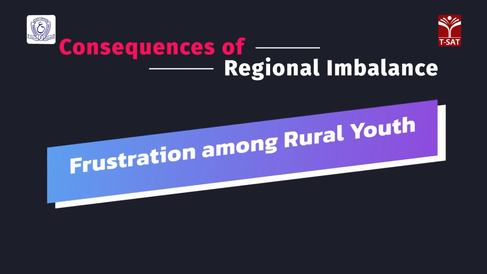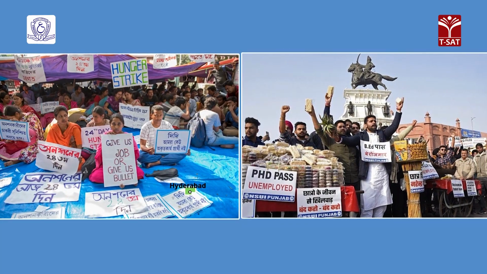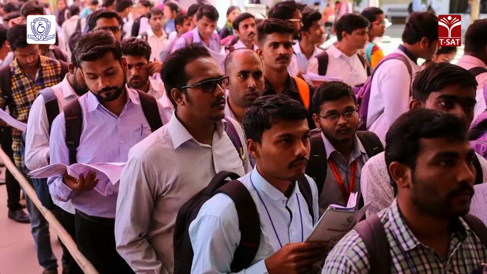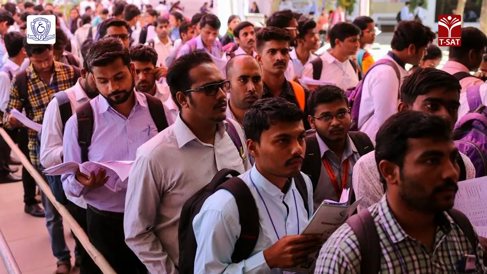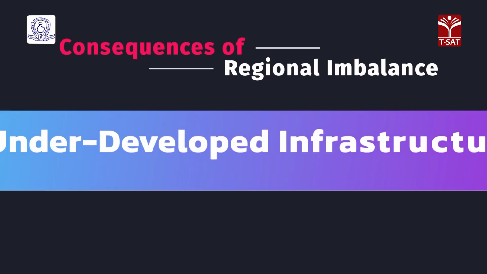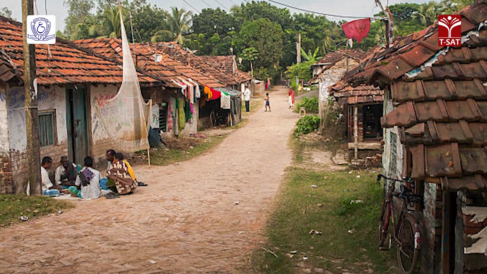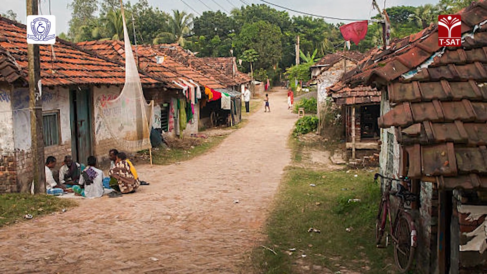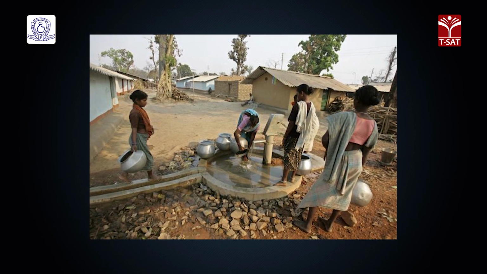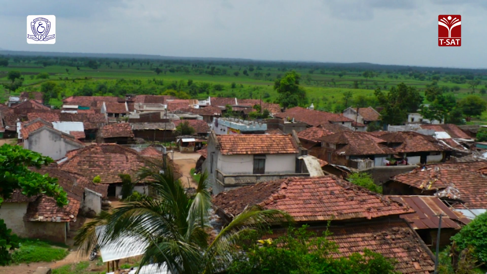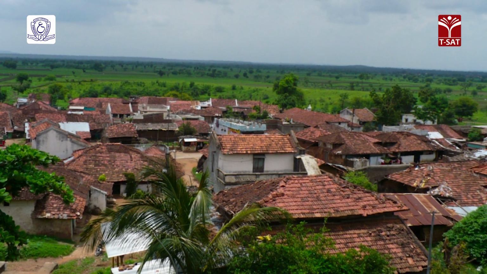Frustration among the rural youth. The absence of employment opportunities in rural and backward areas leads to frustration, especially among the educated youth. Underdeveloped infrastructure. Rural and backward areas do not have 24 hours power and proper houses, safe drinking water, sanitation, hospitals, doctors, telephone and internet facilities.